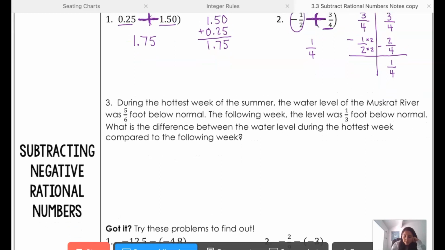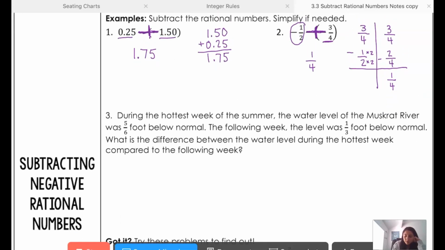Number 3, we have a word problem. It says, during the hottest week of the summer, the water level of the Muscat River was 5/6 foot below normal. The following week, the level was 1/3 foot below normal. What is the difference between the water level during the hottest week compared to the following week?